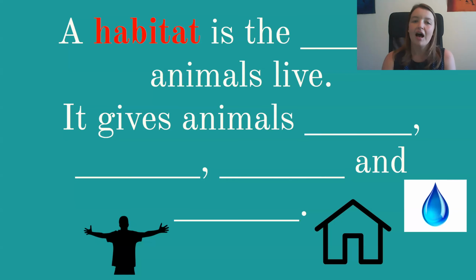So, I'm going to ask you to go into your paper or your workbook and now try and write these sentences. A habitat is the blank animals live. If it helps, you could say the word out loud as I say it. A habitat is the blank animals live. It gives animals and blank.